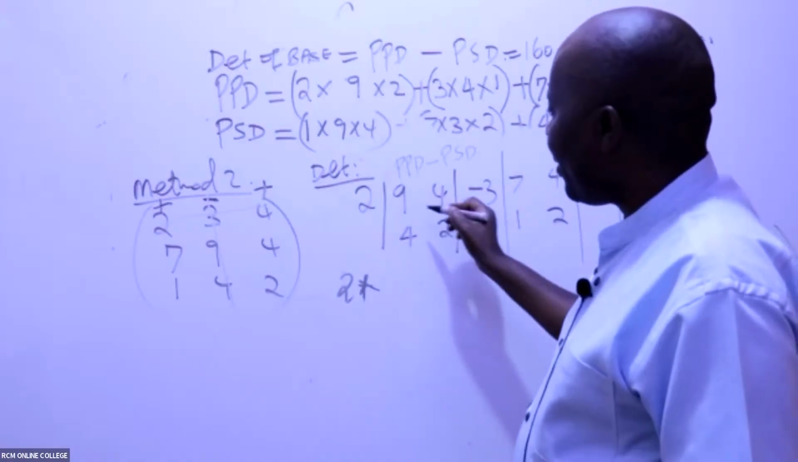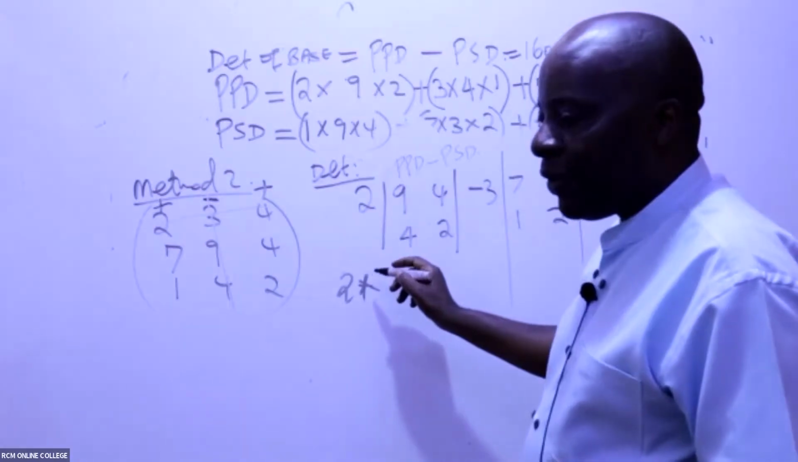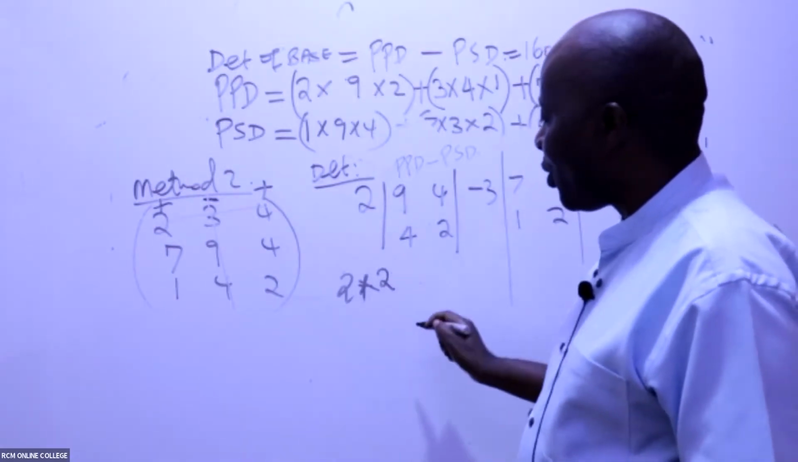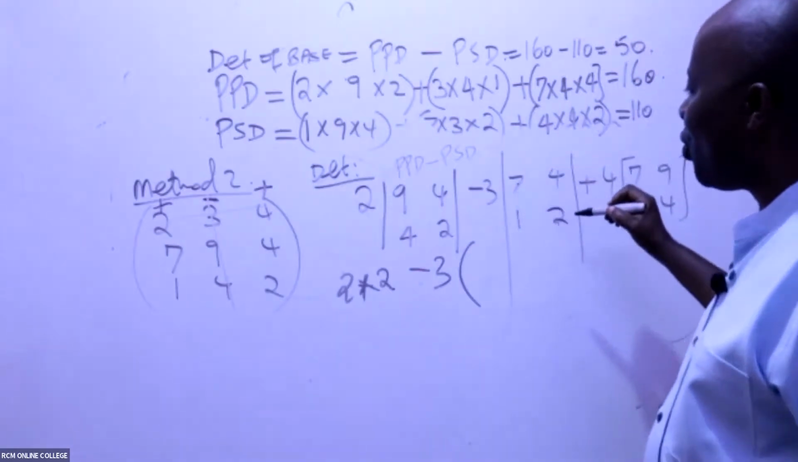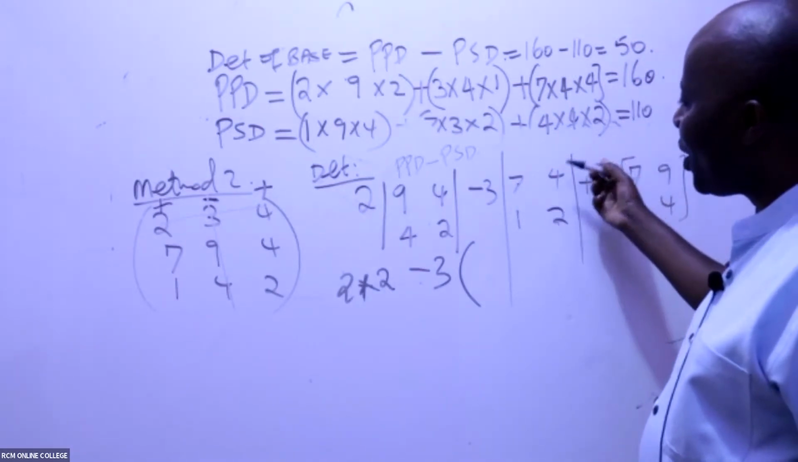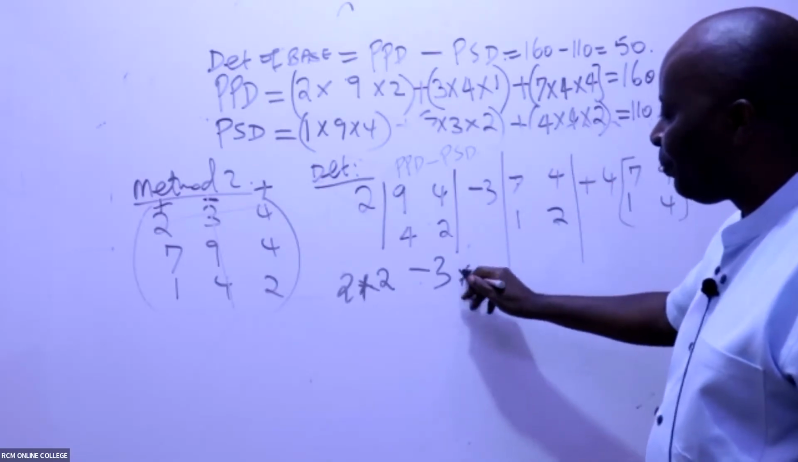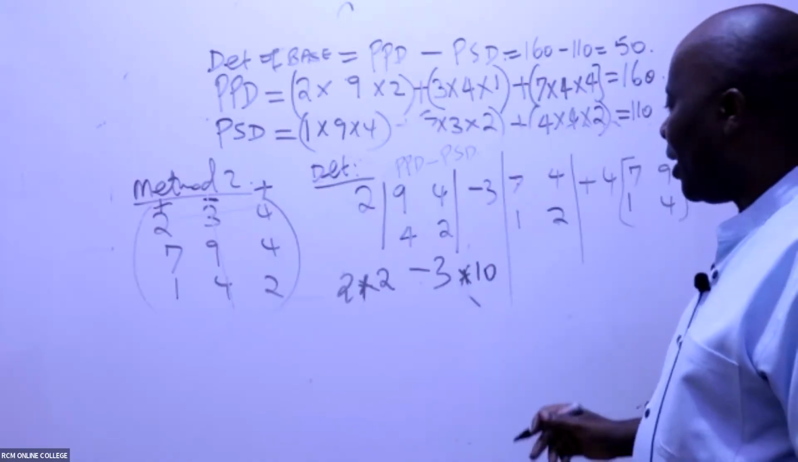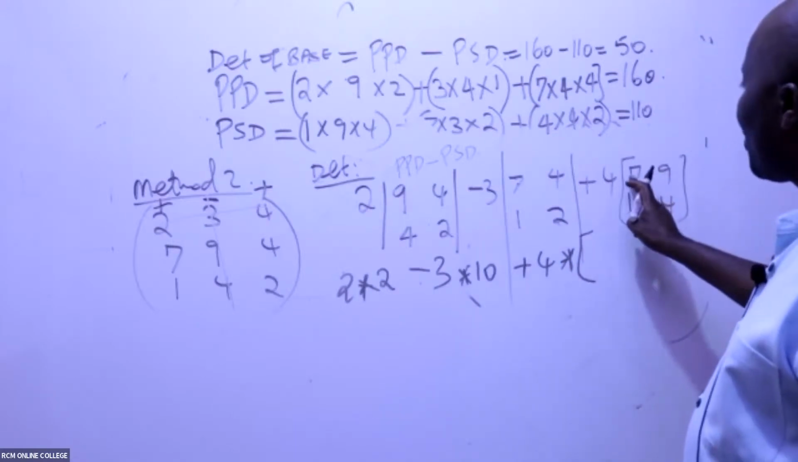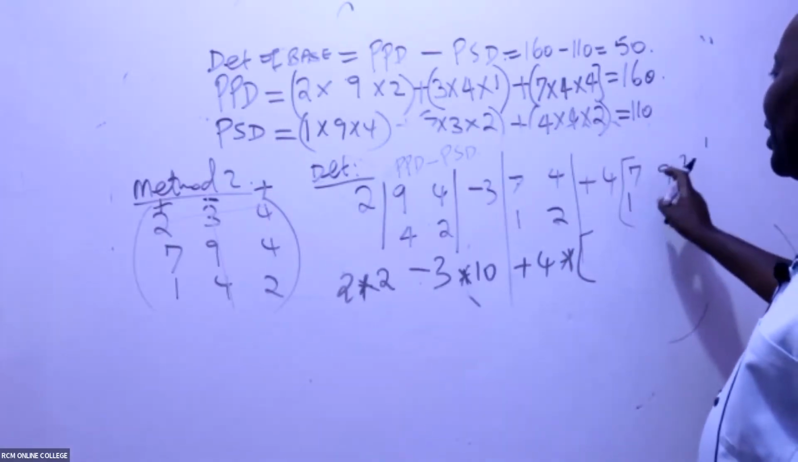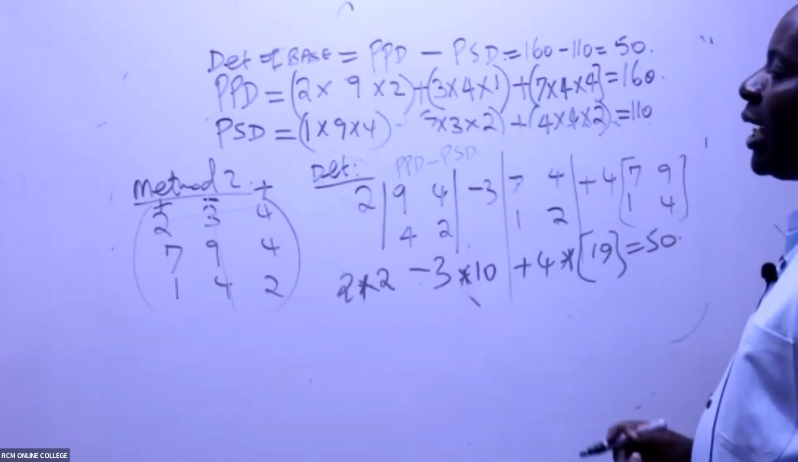So in this case here, 9 times 2 minus, open brackets, 4 times 4, you close. So I'm being given a figure of what here? A figure of 2. Minus 3. Minus 3, so we have here 7 times 2 minus, open brackets for the secondary. So 7 times 2 is 14 minus 4. So that gives us what figure, somebody here? I remember it was 10, right? Plus 4 times, open brackets here. So 7 times 4 minus 1 times 9, which gave us 19. So then in this case, you will be able to get that determinant as 50.